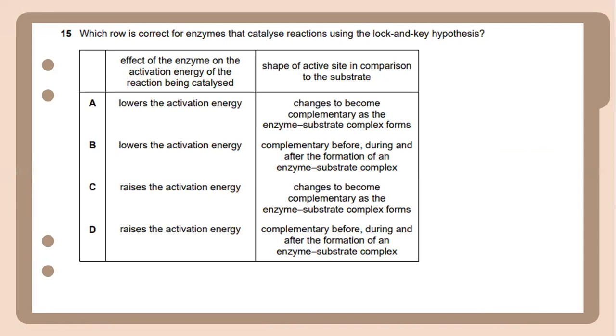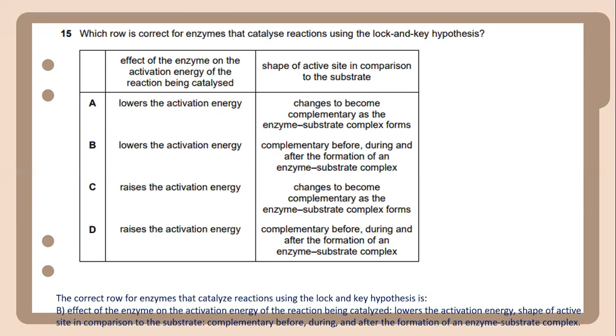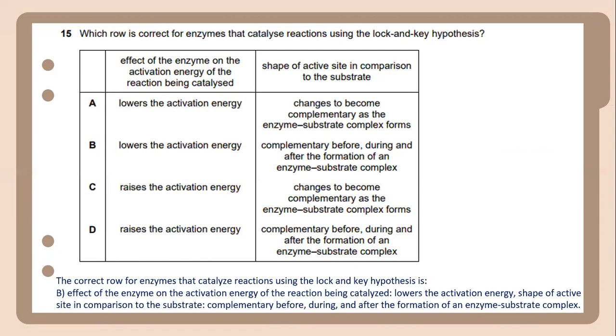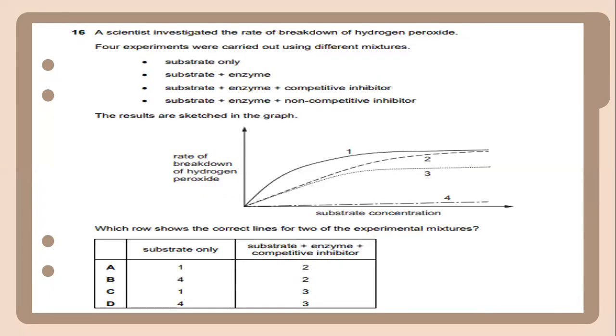Which row is correct for enzymes that catalyze reactions using the lock and key hypothesis? The correct row is B. The effect of the enzyme on the activation energy of the reaction being catalyzed: lower the activation energy. The shape of the active site in comparison to the substrate is complementary before, during, and after the formation of an enzyme substrate complex.